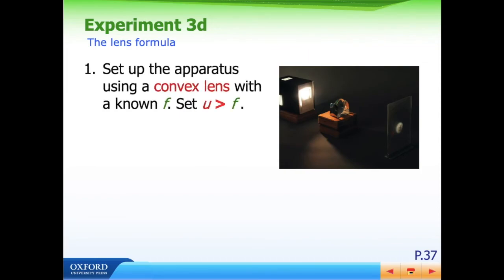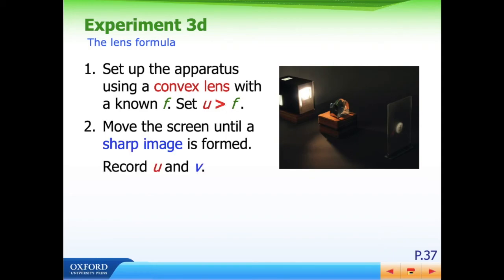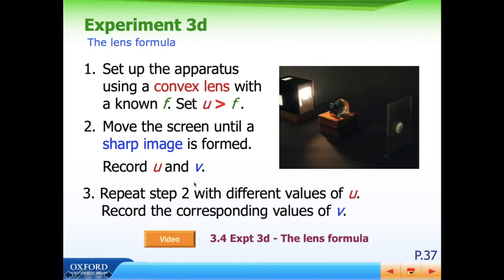Now, to do that, you have to set up the apparatus using a convex lens with a known focal length, and you set the object distance u greater than the focal length. The second thing that you are going to do is move the screen until a sharp image is formed, and you record your object distance and your image distance. You repeat this step with different values of u, or your object distance, and you record the corresponding value of your image distance.